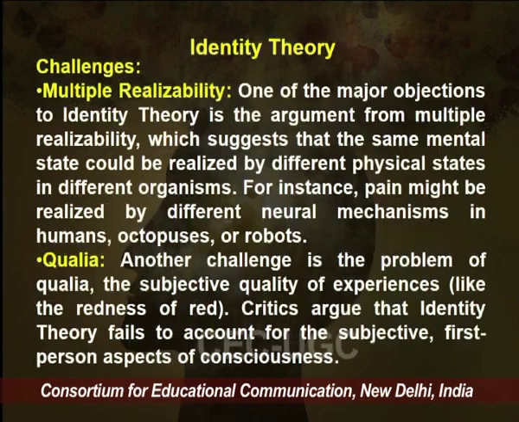Now, we would like to see some of the challenges that the identity theory might face. Multiple realizability. One of the major objections to identity theory is the argument from multiple realizability, which suggests that the same mental state could be realized by different physical states in different organisms. For instance, pain might be realized by different neural mechanisms in humans, octopuses, or robots.